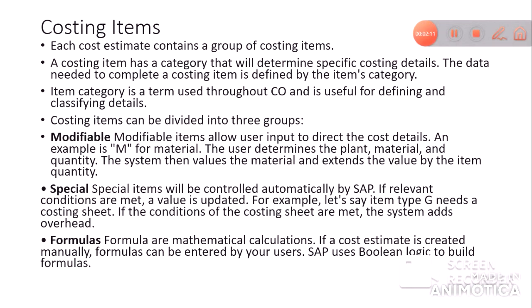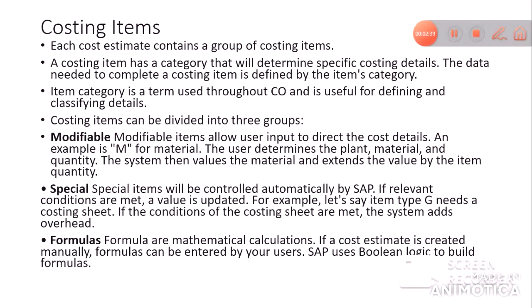Costing items. Each cost estimate contains a group of costing items. A costing item has a category that will determine specific costing details. The data needed to complete a costing item is defined by the item's category. Item category is a term used throughout CO and is useful for defining and classifying details.